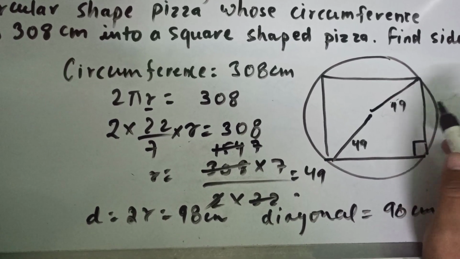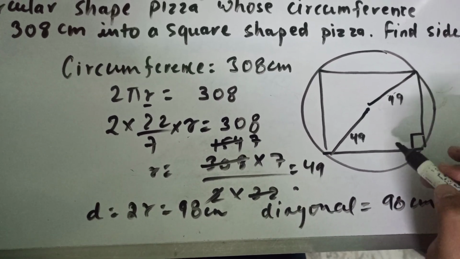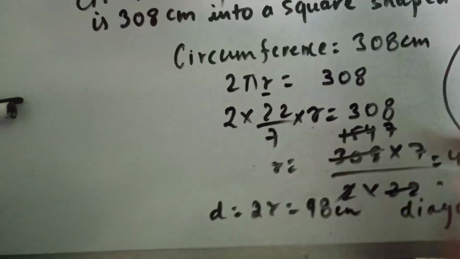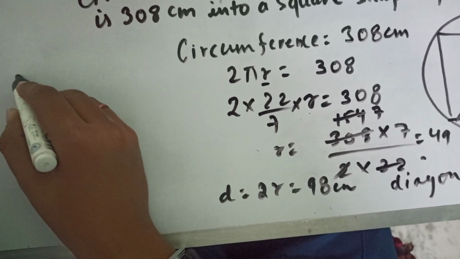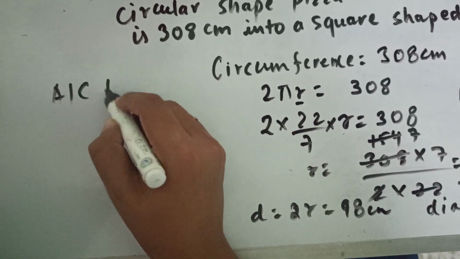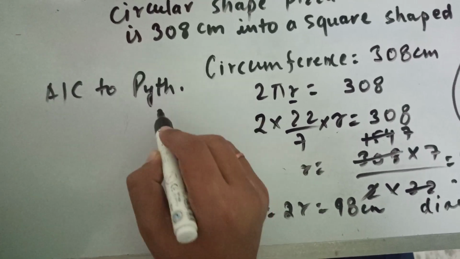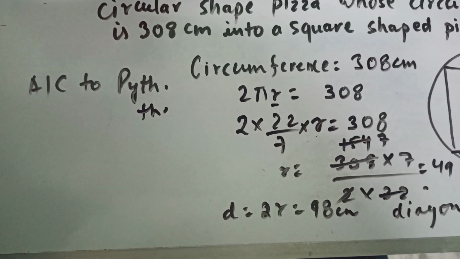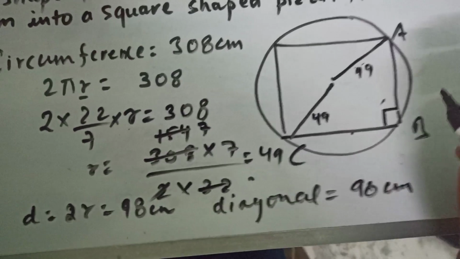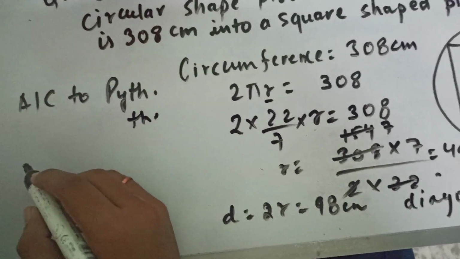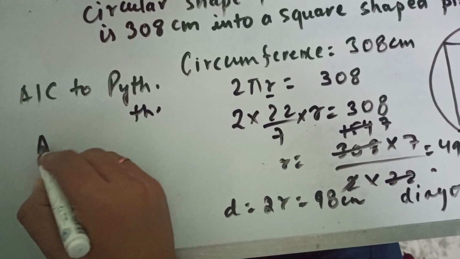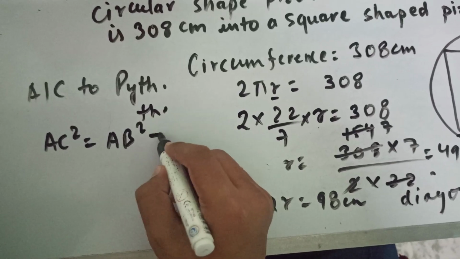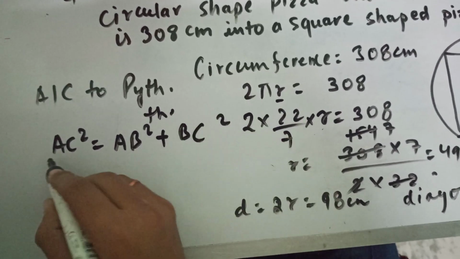Now we can consider this as a right angle triangle. And we can use Pythagoras theorem to find the side of the square shaped pizza. So how can we do that? According to Pythagoras theorem, if this is A and this is B and this is C, we know that AC square will be AB square plus BC square. Hypotenuse square will be perpendicular square plus base square.